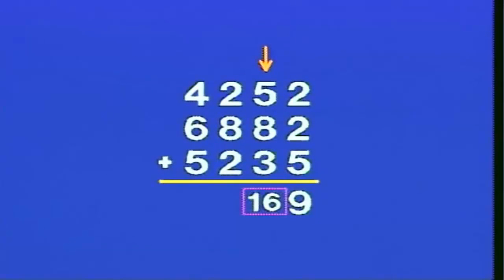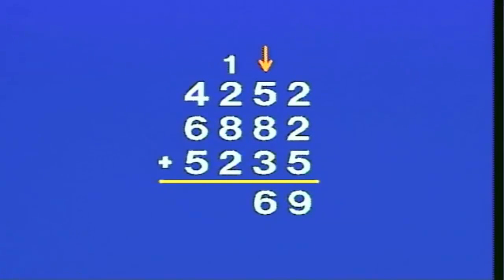But we can't really write a 16 here because in this column we have room for only one digit. So what we do is we leave the 6 in this column and we carry the 1 to the next column. That is functionally how we do this. There is a rather long-winded mathematical explanation for it, but this is the mechanical way that we handle the problem. So we write the rightmost digit and we carry the left digit to the next column.